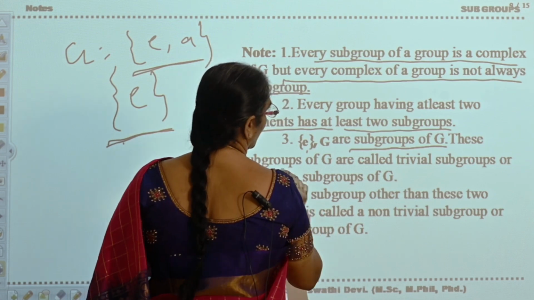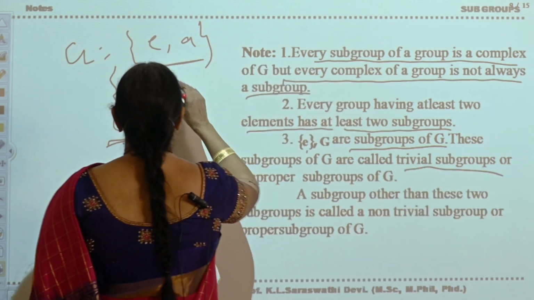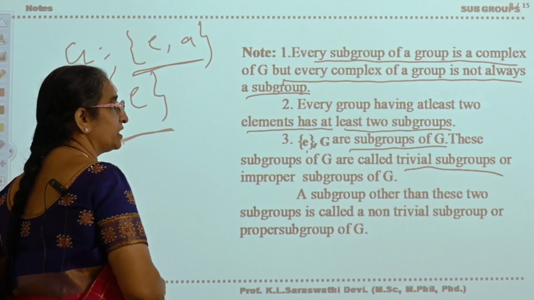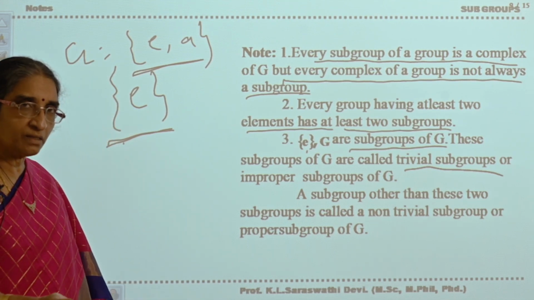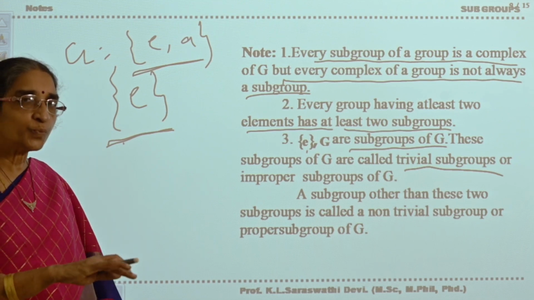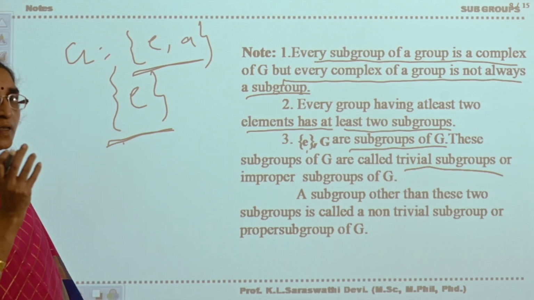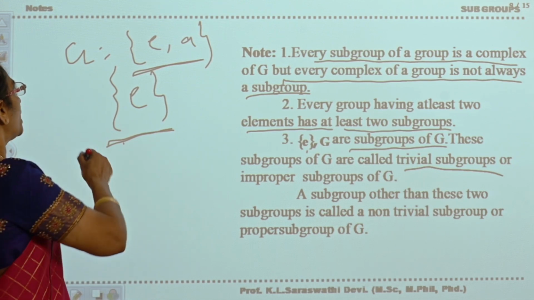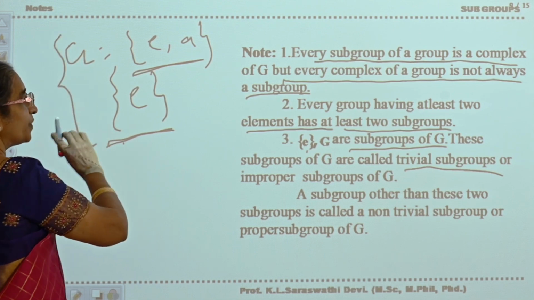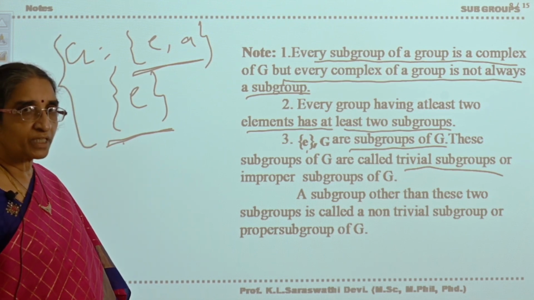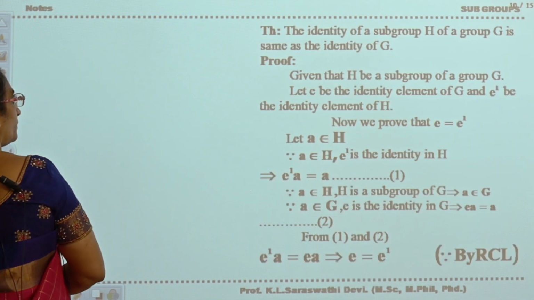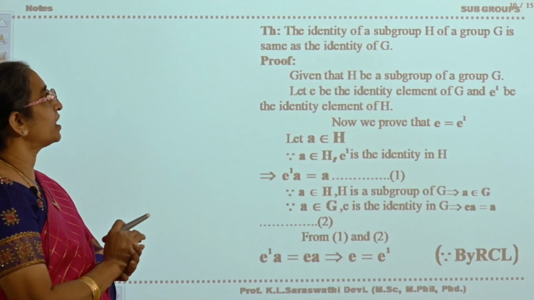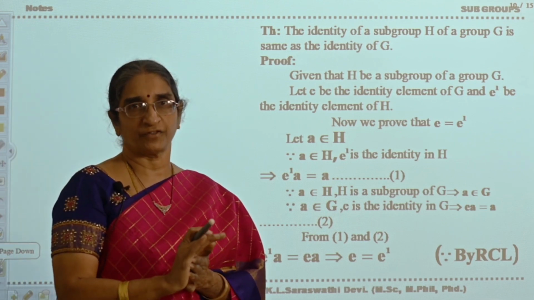These subgroups are called trivial subgroups. These 2 are called trivial subgroups. Other than these, if there exists any subgroup, that subgroup is called a proper subgroup. These 2 are also said to be improper subgroups. There are proper subgroups and improper subgroups. Okay. Now, see here. These are the properties of subgroups.